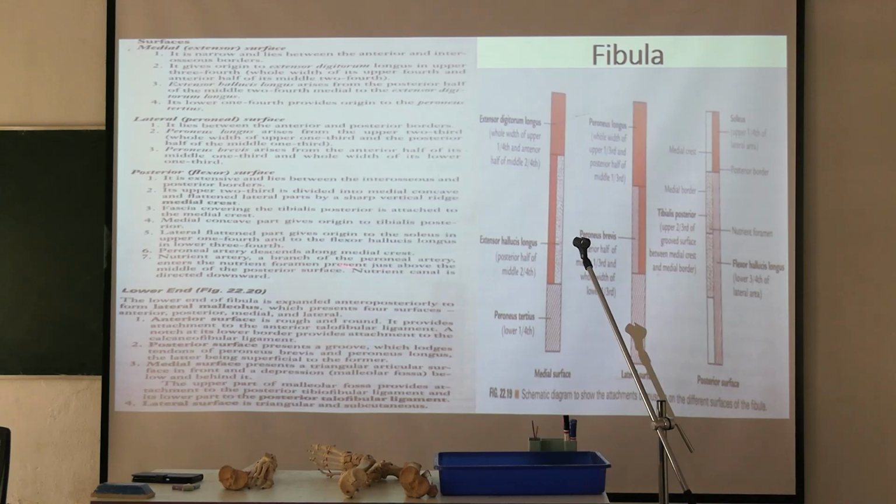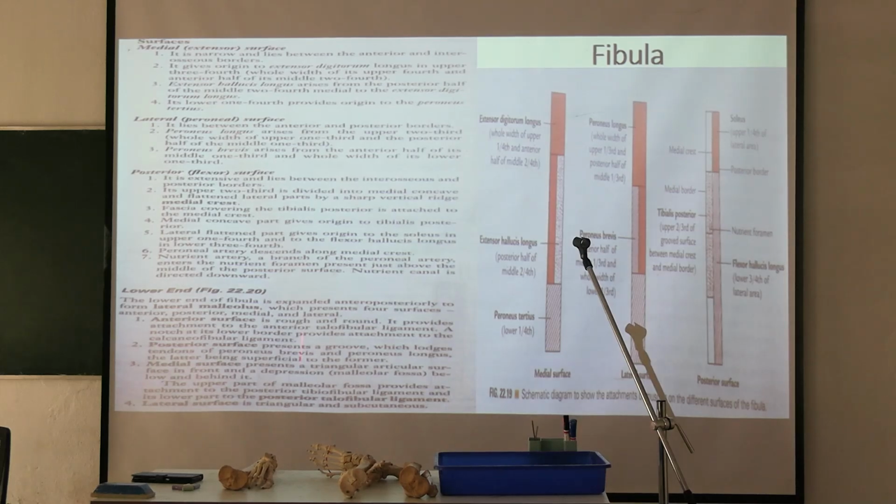The peroneal artery descends along this medial crest, and the nutrient artery of the fibula, a branch of the peroneal artery, enters the nutrient foramen present just above the middle of the posterior surface, and the nutrient canal is directed downward. So the growing end will be the upper end of the fibula. The nutrient artery goes away from the growing end.